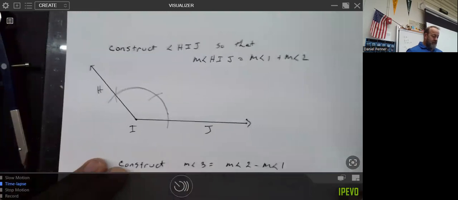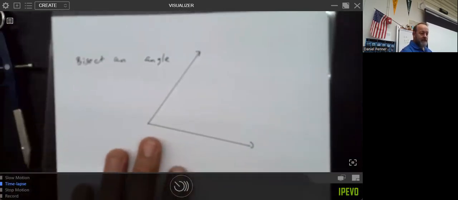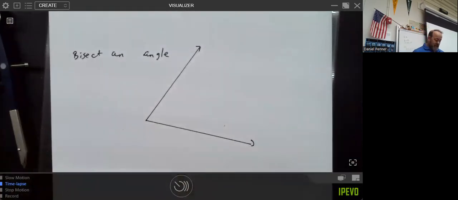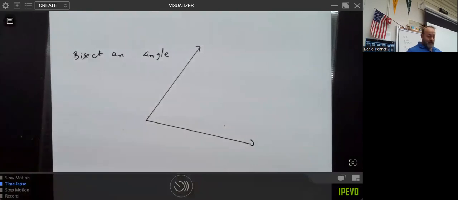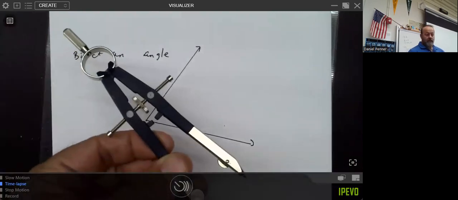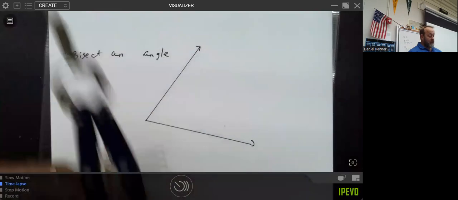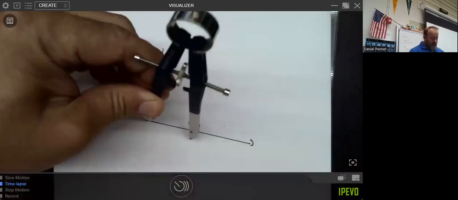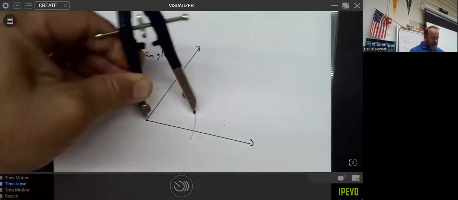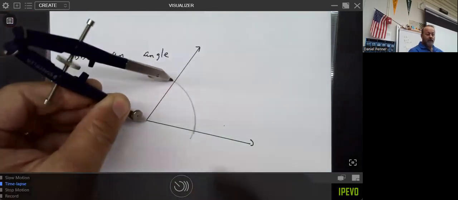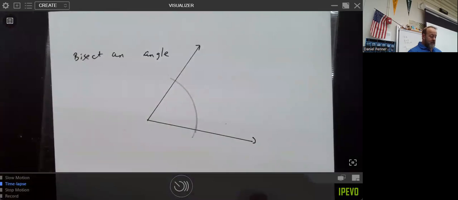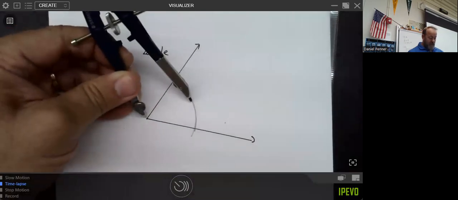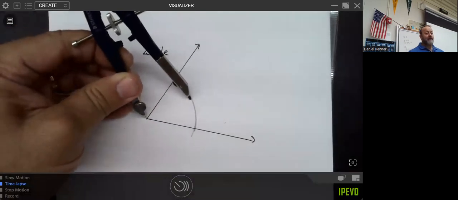Now, the last part of this video is how to bisect. If you want to bisect an angle, we always start with a random gap, because we don't have anything really to measure. We make an arc that makes sure to cover the entire angle and hits both rays. This next step is important. You can do the same arc, and in fact, a lot of books tell you to keep that same arc. It doesn't have to be.